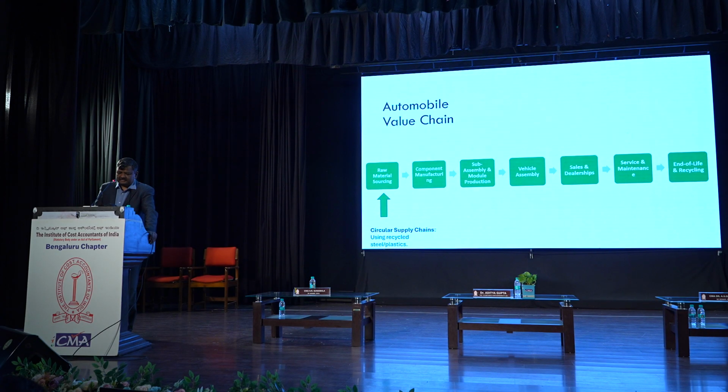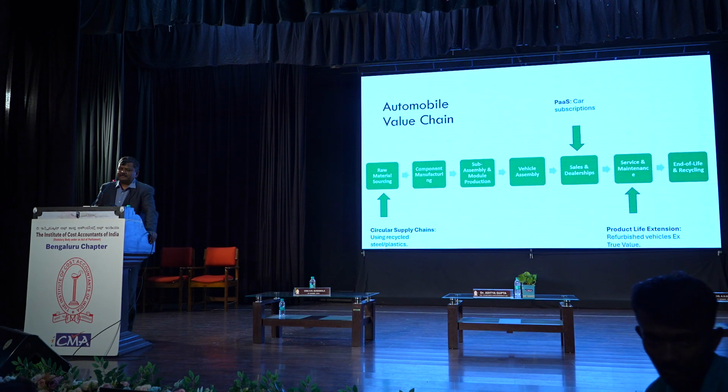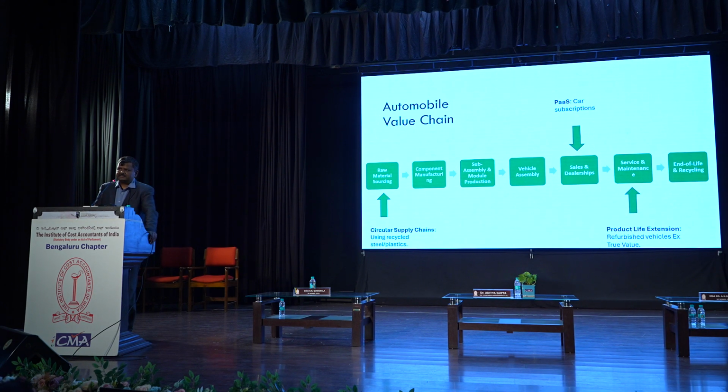First, circular supply chain: we can use recycled steel, plastic, and aluminum. We can have a PaaS model, product as a service. A lot of companies like Volvo and others are offering their cars on a subscription model also, so that is where we can apply PaaS in the automobile industry. Then product life extension: many companies buy old vehicles, refurbish them and offer them as second inning cars. So that is a product life extension which is possible in the automobile industry.